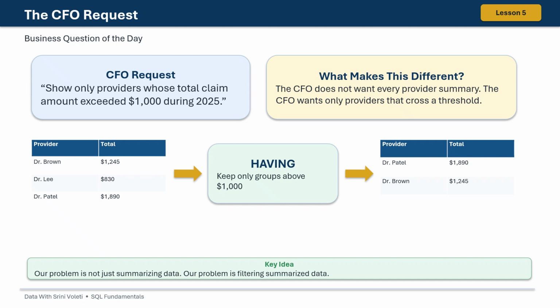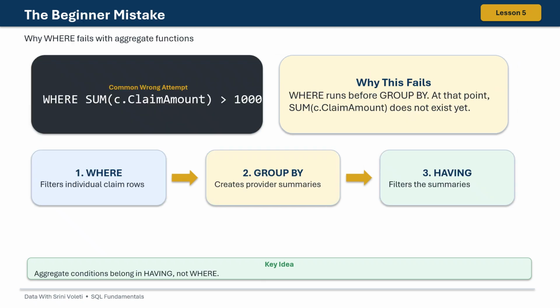So our real problem is not just summarizing the data. Our problem is filtering summarized data. That is exactly where HAVING becomes important. Most beginners try to solve this problem with WHERE. They write something like WHERE SUM(claim_amount) > 1000. That looks reasonable at first, but SQL Server will reject it.